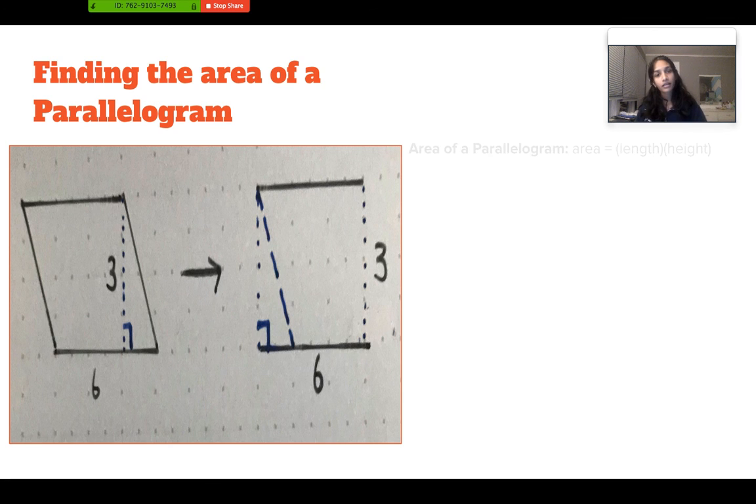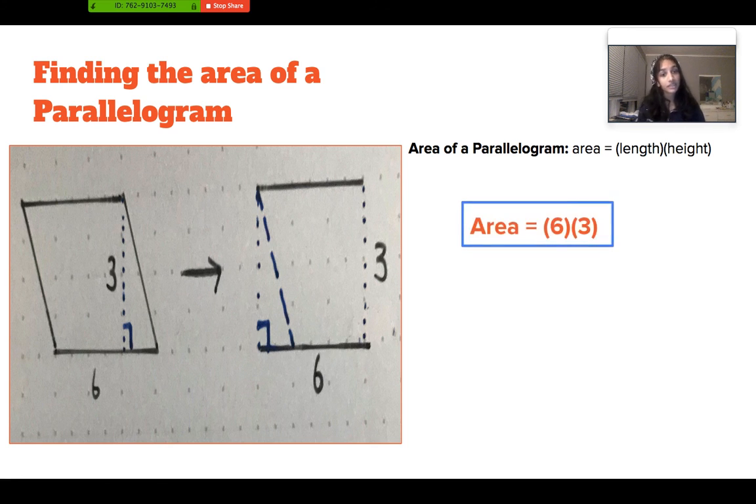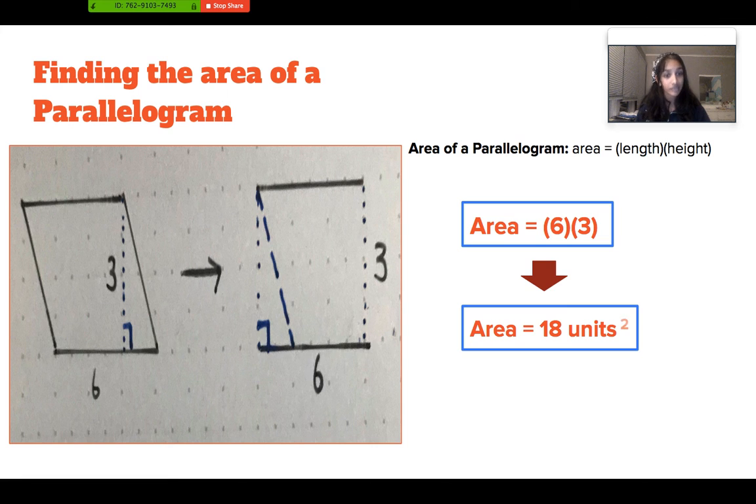So in the formula, you have area of a parallelogram is equal to length times height. Remember that the height of a parallelogram is the altitude, just like a triangle, not the side length. So in this case, we have area is equal to 6 times 3. That means that area is equal to 18 units squared.